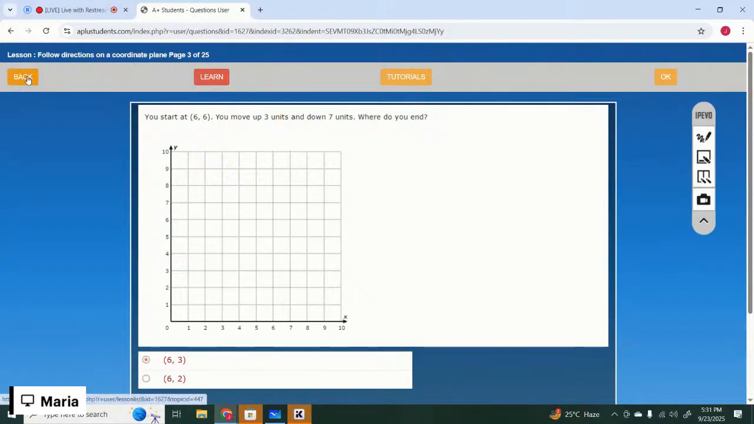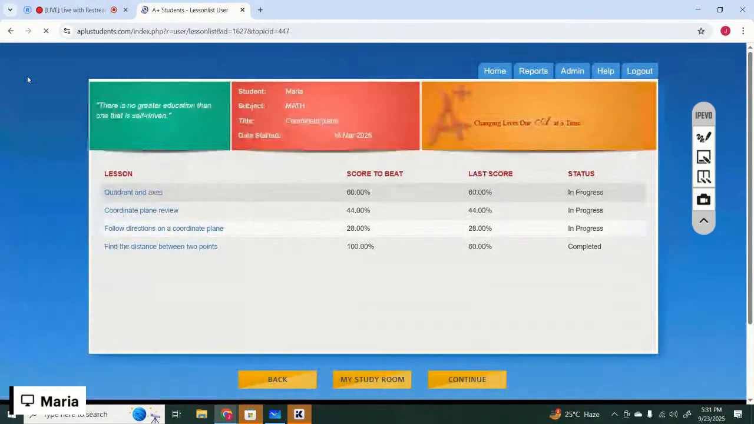Okay, you can complete the lesson by yourself today. Let me just move on to the next lesson, that is find the distance between 2 points.